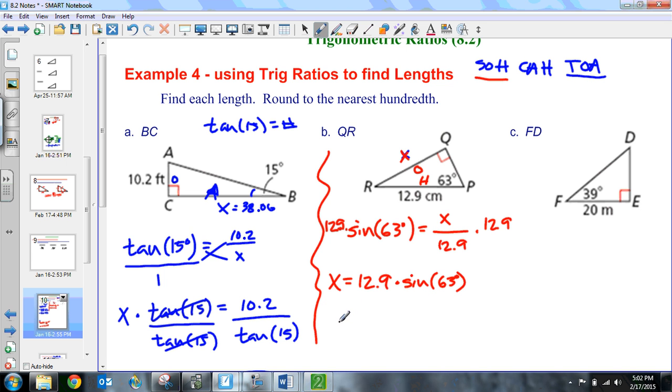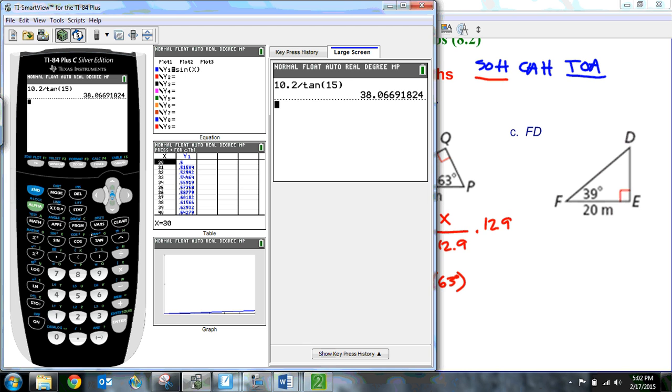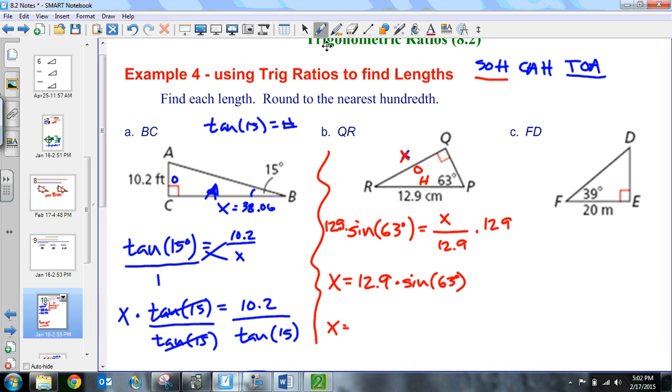So I can go ahead and plug that into my calculator. I'm going to take 12.9 times sine of 63 degrees. Now remember, sine of 63 is a number, it's a ratio. And I can solve for x, and we get 11.49. Let's write that one out. So we get that this is 11.49. Does that seem reasonable to you? The hypotenuse is a little bit longer. That seems reasonable to me. So there's our answer for that.